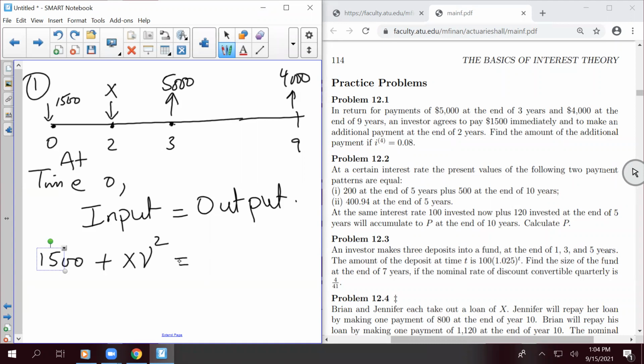Input is equal to output. So one output is 5,000. So 5,000 was happening at time three, its value at time zero will be 5,000 nu cube. And then we'll have 4,000 nu to the nine. And now this nu is 1 over 1 plus i.